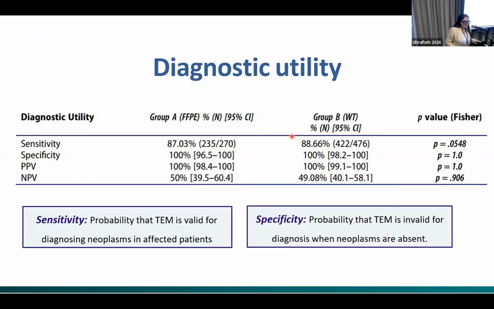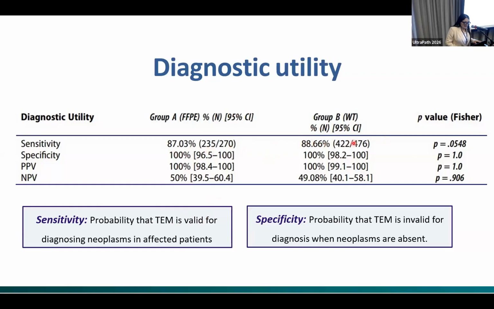So to calculate the diagnostic utility, we use the following concepts. We calculate the sensitivity and the specificity for two groups. The concept of sensitivity in these cases is the probability that the EM study is valid for diagnosing neoplasms in affected patients. The sensitivity for the wet tissue was 88%, and for the FFPE was 87%.